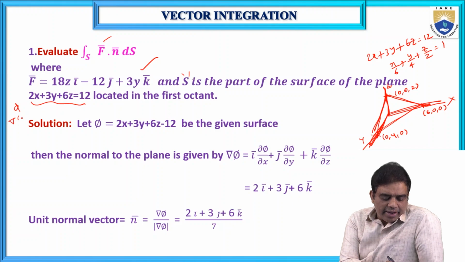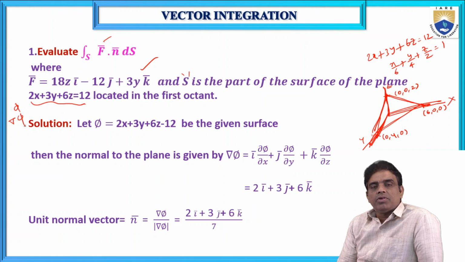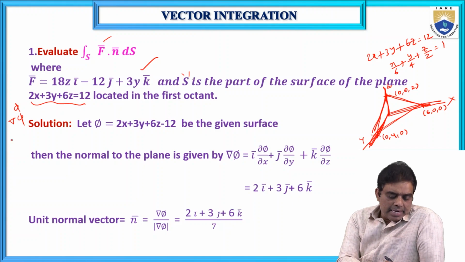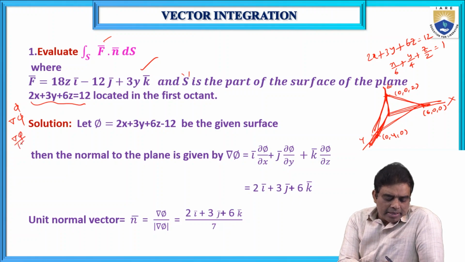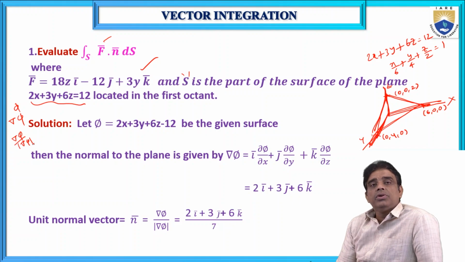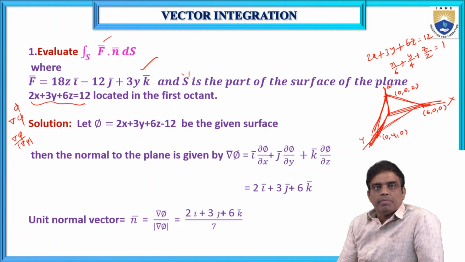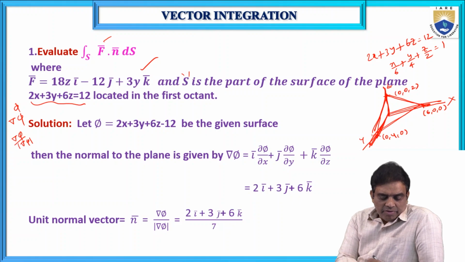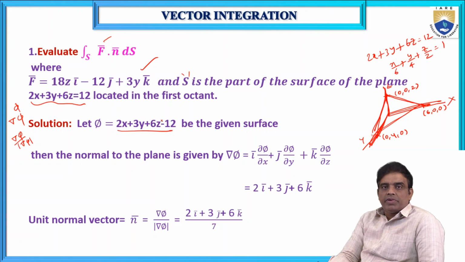Then find grad phi. If you find grad phi, what will you get? The normal vector to the surface. Then find grad phi by the magnitude of grad phi, which will give the unit normal vector, that is n bar. Clear? So you have to write the given phi. What is phi? 2x plus 3y plus 6z minus 12 for the given surface.